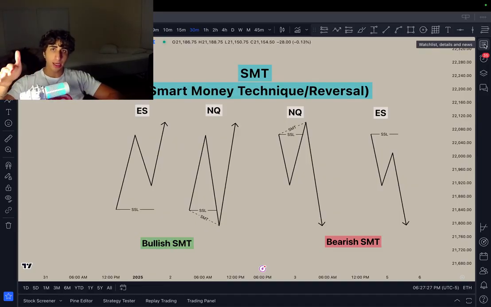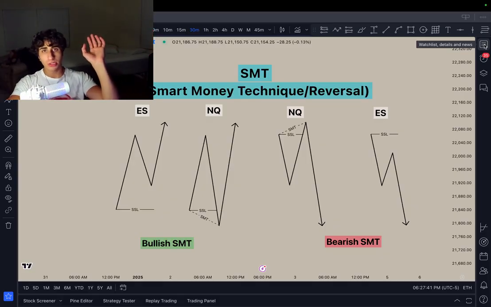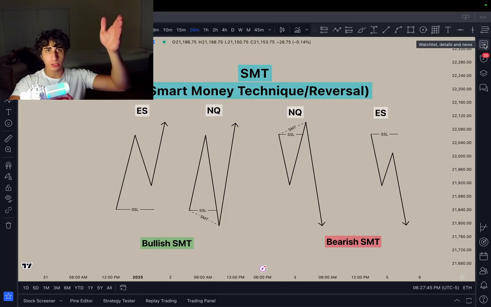So, ES and NQ are correlated assets. What that means is they move synchronously. Is that a word? Synchronously? Maybe. We'll see. But they essentially move the same, in the sense that if there's one drawn liquidity on ES, NQ will most likely go to that same drawn liquidity. And when NQ goes up, ES also goes up. When NQ goes down, ES also goes down.